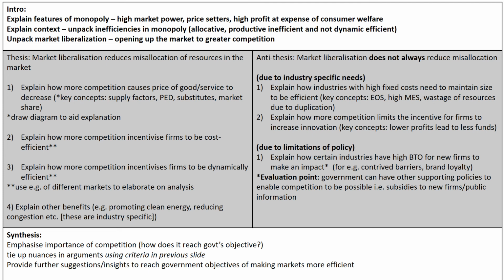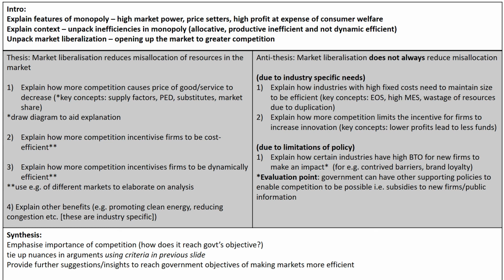But at the end of the day, there are some nuances in the argument. It's not only about whether it's liberalizing the market or not. There are other key factors to consider. What type of industry are we looking at? What other limitations do we face that governments need to consider? So you can see some of these criteria that I explained in the previous slide. And lastly, in your synthesis, you can also provide further suggestions. What are some other things the government can do, or perhaps you can give insights on how the government can reach their objectives by making markets more efficient in other ways on top of market liberalization.